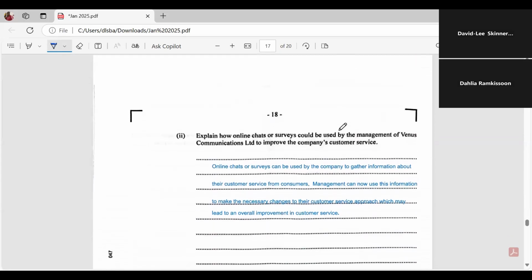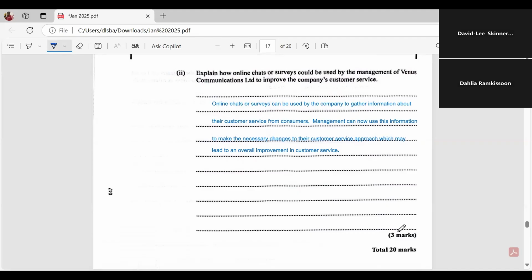And then it asks, explain how online chats or surveys could be used by the management of Venus Communications Limited to improve the company's customer service. Explain, 3 marks. See? When they say explain, you'll see 3 marks per answer. So if they ask for 2 ways, you'll see 6. Right? But they're asking for one explanation, 3 marks.